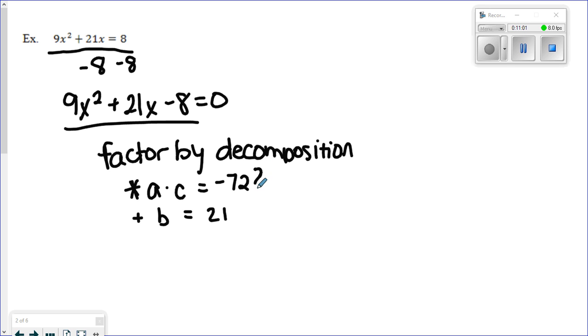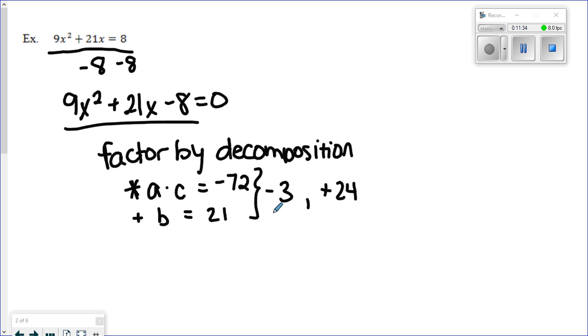So again, you'd write out all of your factors of 72 and figure out which pair will satisfy this. We know one needs to be a negative and one needs to be a positive, since they multiply to be equal to a negative. And our positive needs to be the bigger value, since they add to a positive number. So this is actually negative 3, positive 24 are two values for this. They multiply to be equal to negative 72, and they add to be equal to positive 21.